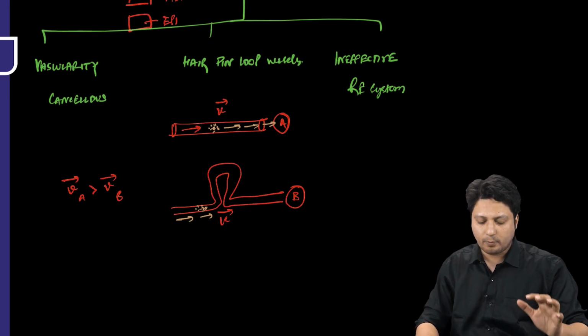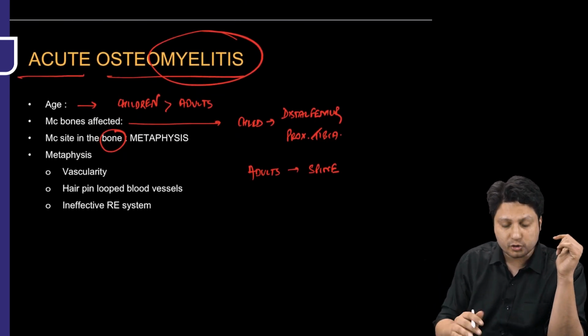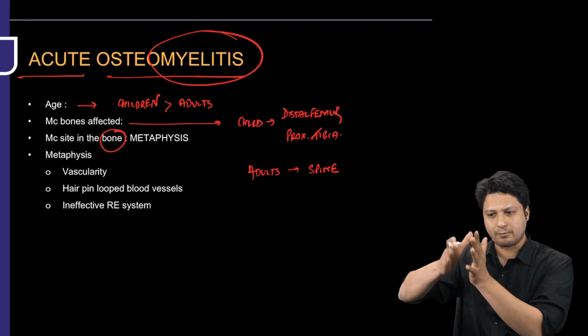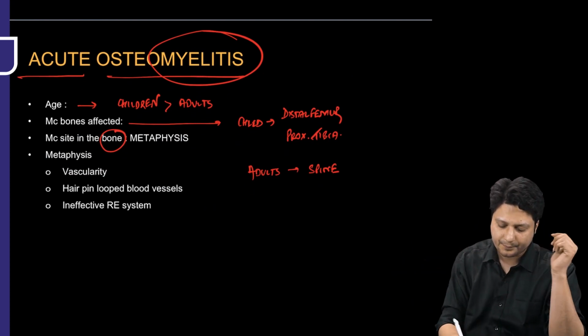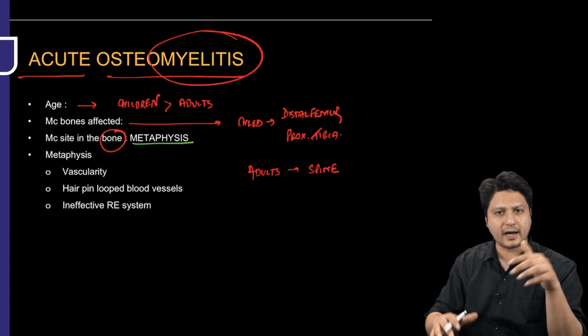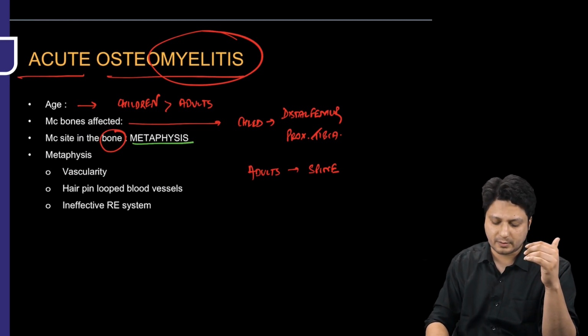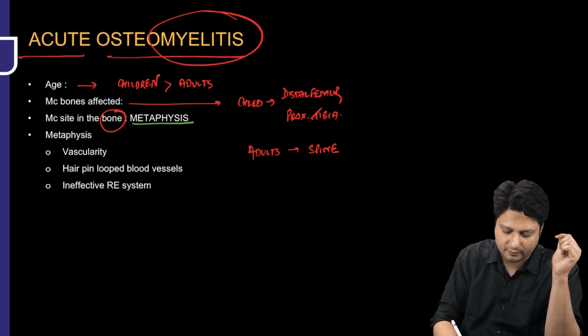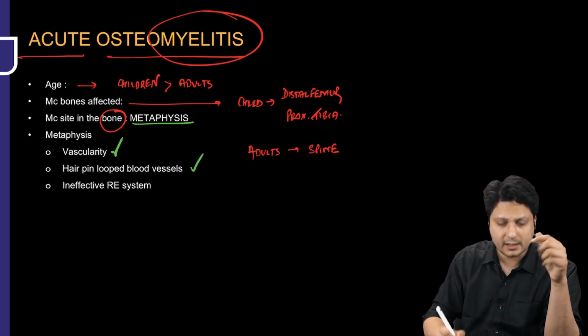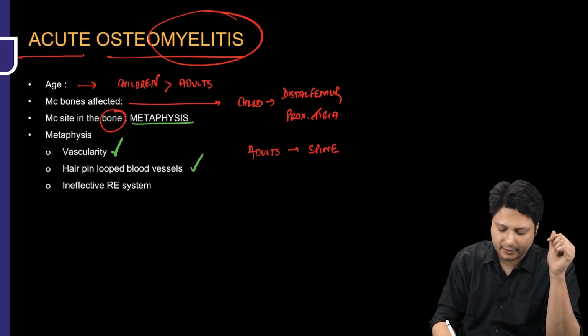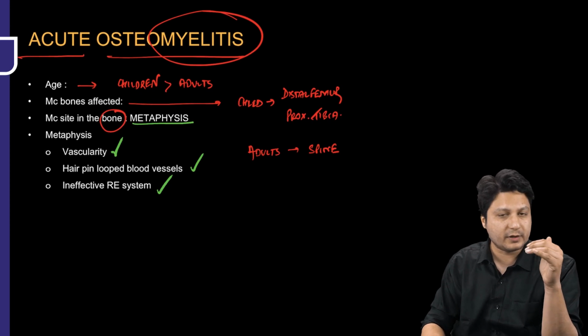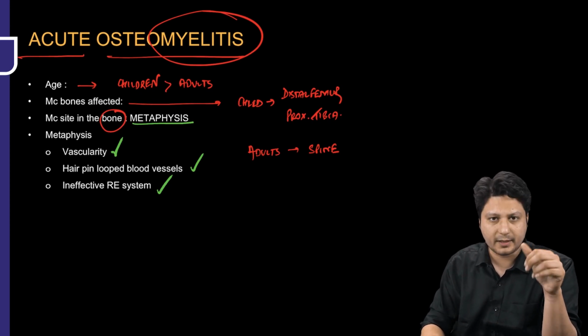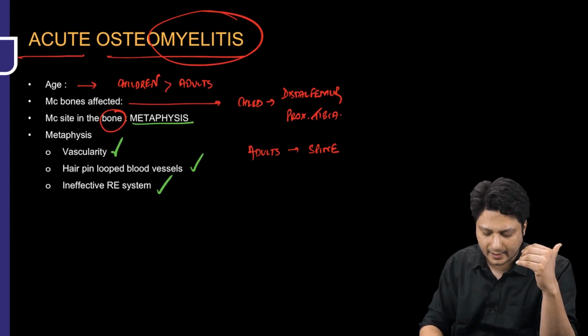All right. So if we go back to the theoretical part, which one of the following is the most common site in a bone to be affected by them? Answer for that question is metaphysis. And you came to know why metaphysis is the most common site. It is because of the increased vascularity. It is because of the arrangement of the blood vessels, and it is because of the ineffectiveness of the reticuloendothelial system. All right. So that was about the introductory part of the acute osteomyelitis.